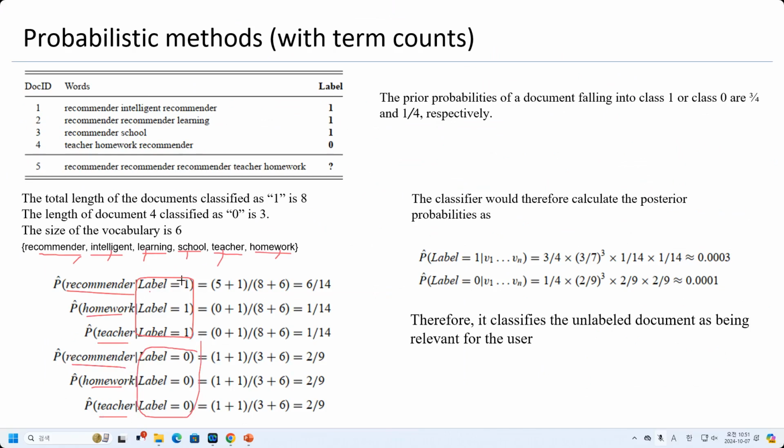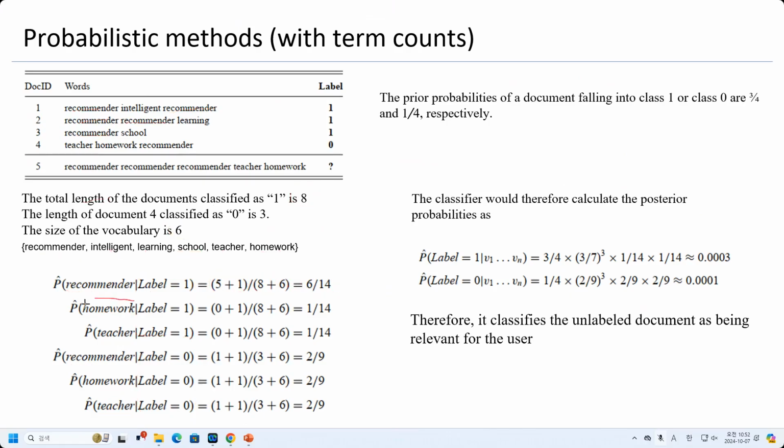So look at the label 1. When we have the label 1, there are 5 words of recommender. 1, 2, 3, 4, 5. So 5 plus 1. The 1 is the formula for the Laplace one smoothing. Divided by 8, which is the total length of the document, plus 6. 6 is the size of the vocabulary. So we have the value 6 divided by 14.